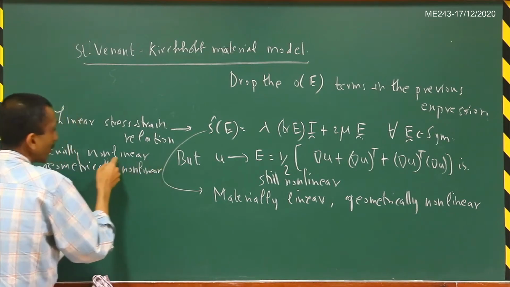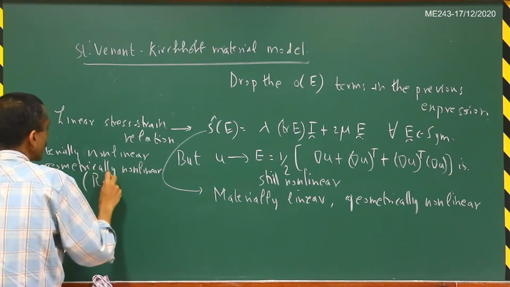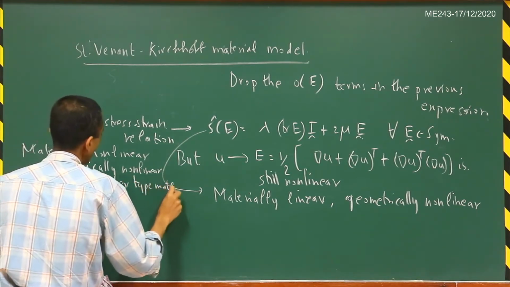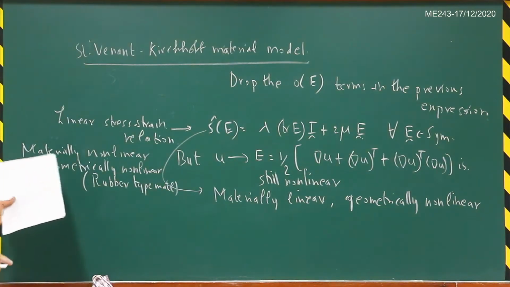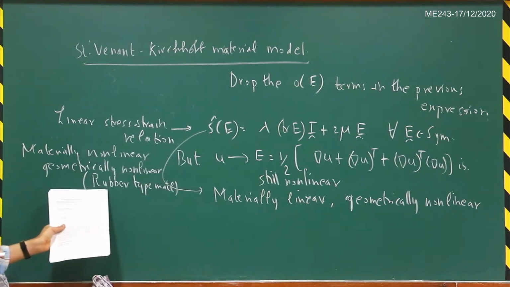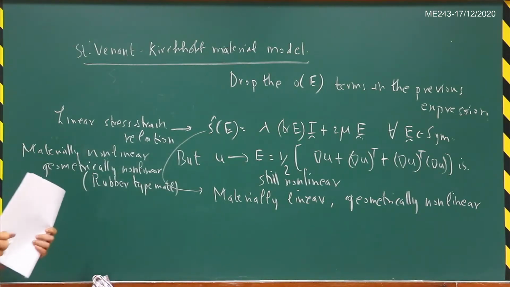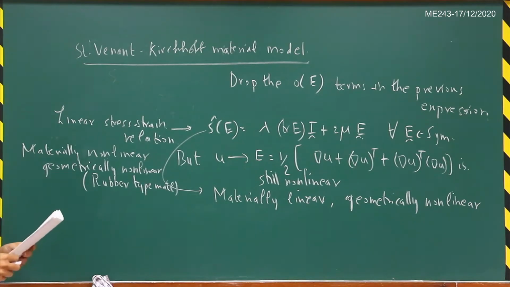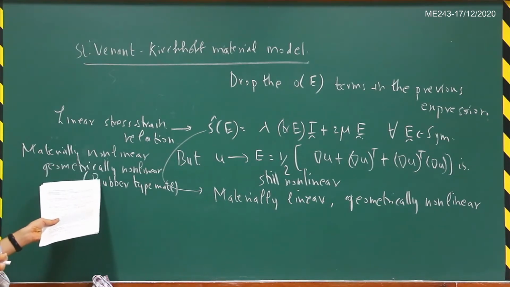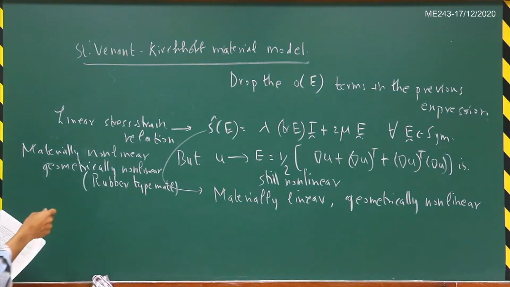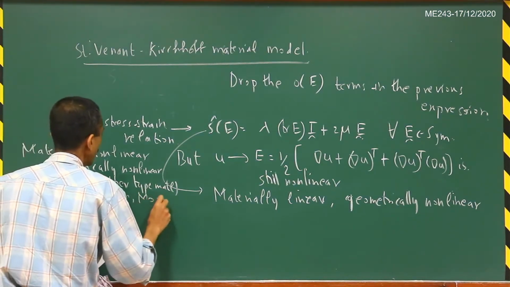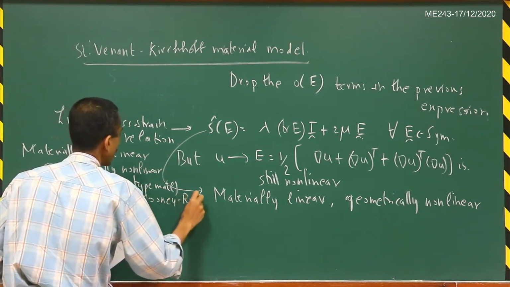So this would typically be used for rubber type materials. This is just one example where you would use a materially non-linear model, because the Saint Venant-Kirchhoff will not be able to capture the behavior of rubber type materials where you can have very large strains. And so in that particular case you have to go for a materially non-linear and geometrically non-linear material model. Just some examples of such models would be Ogden, Mooney-Rivlin and so on.